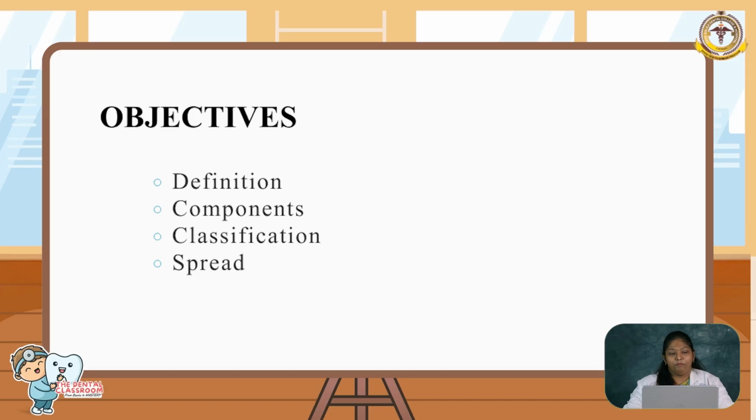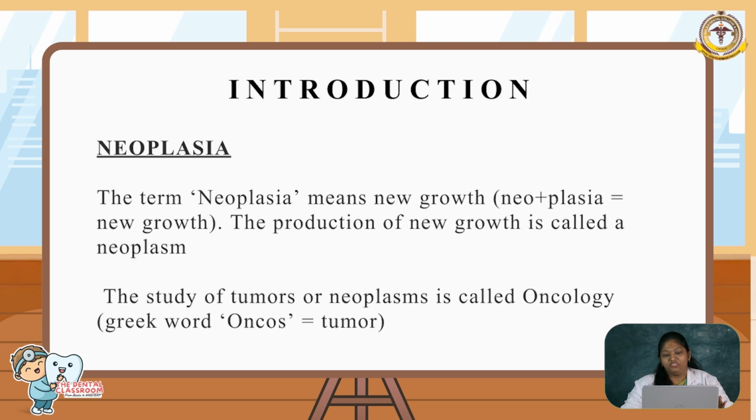So moving on to the topic, first the objective. Today's take-home message will be about the definition of neoplasia, the components, the classification and spread. So the first introduction, neoplasia. As the topic speaks for itself, neo means new, plasia is growth. Production of new growth is neoplasm. So neoplasia is a new growth production, that is neoplasm.